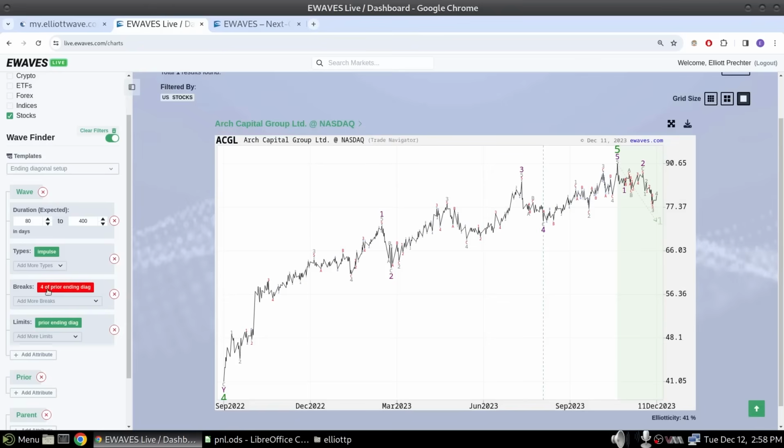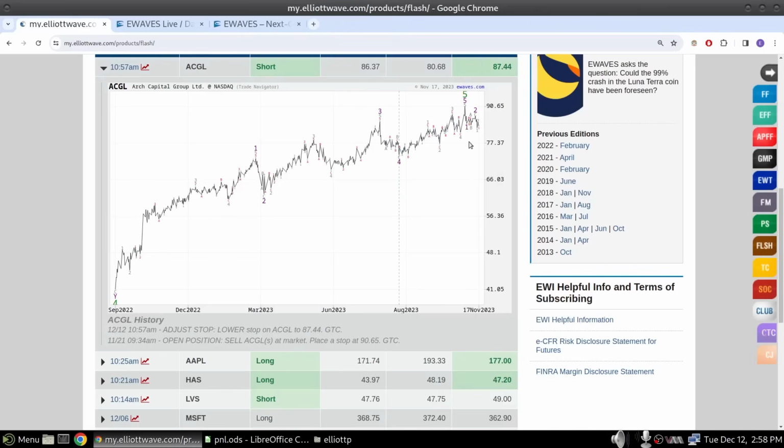In this case, I set it to 4 of the prior ending diagonal. So that would be this key level right here, 8101. Now, you don't have to wait for it to break 4. That is actually quite a late entry in my opinion. If you look at our original entry, you'll notice we entered earlier than that. Now, we didn't enter at the exact high.